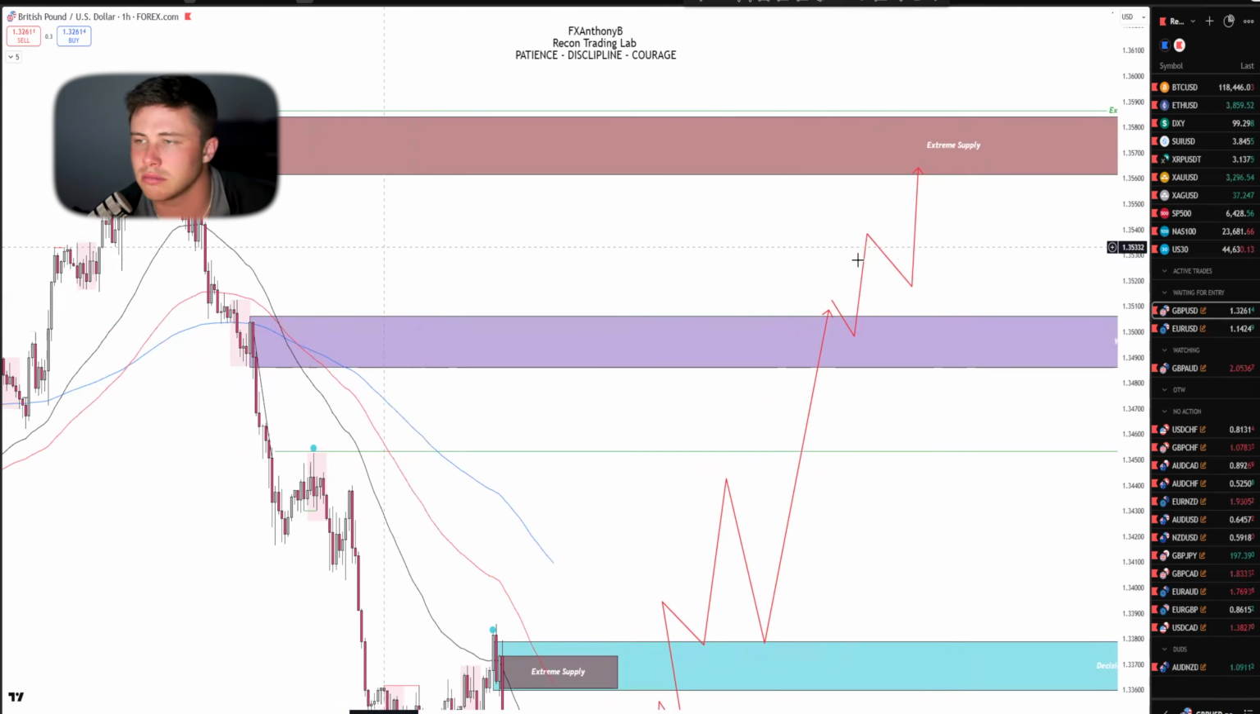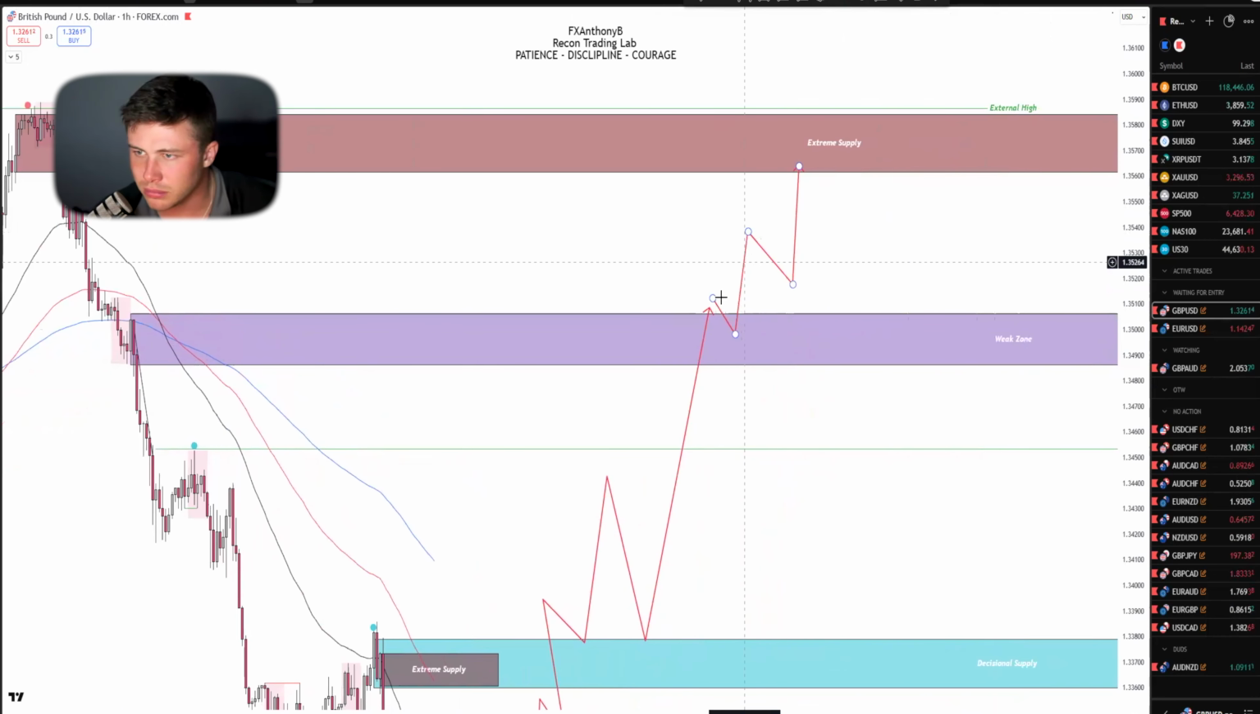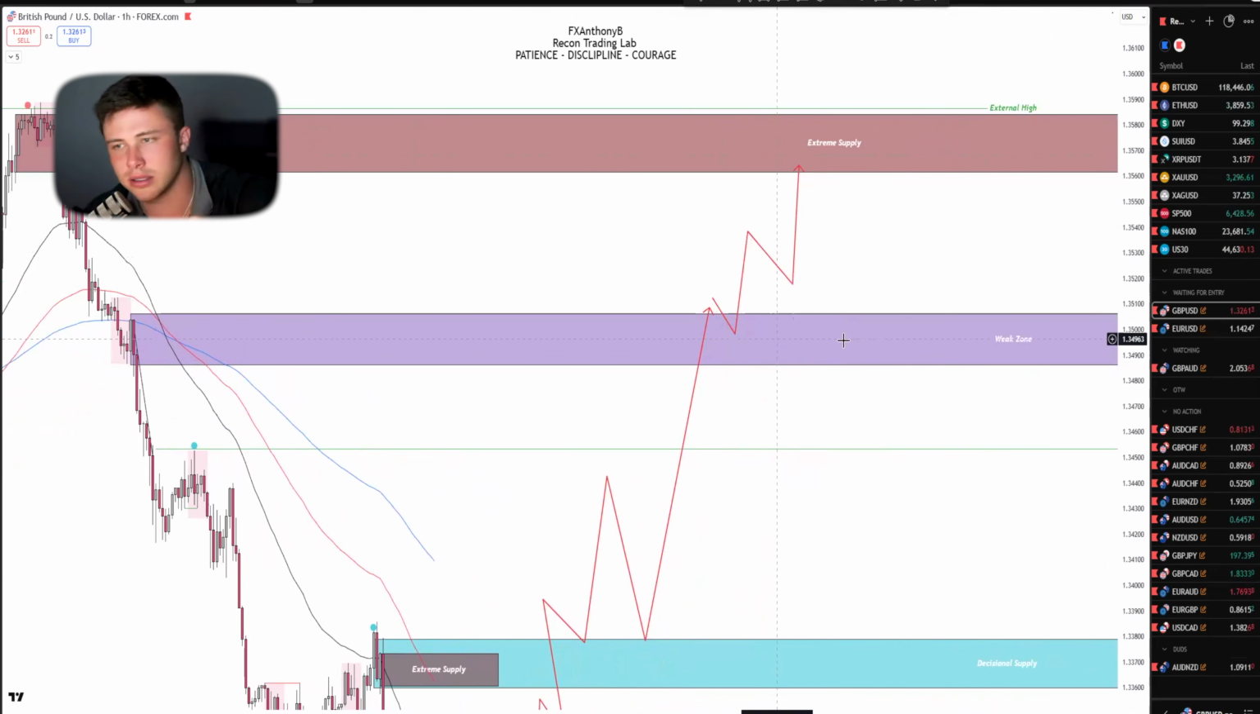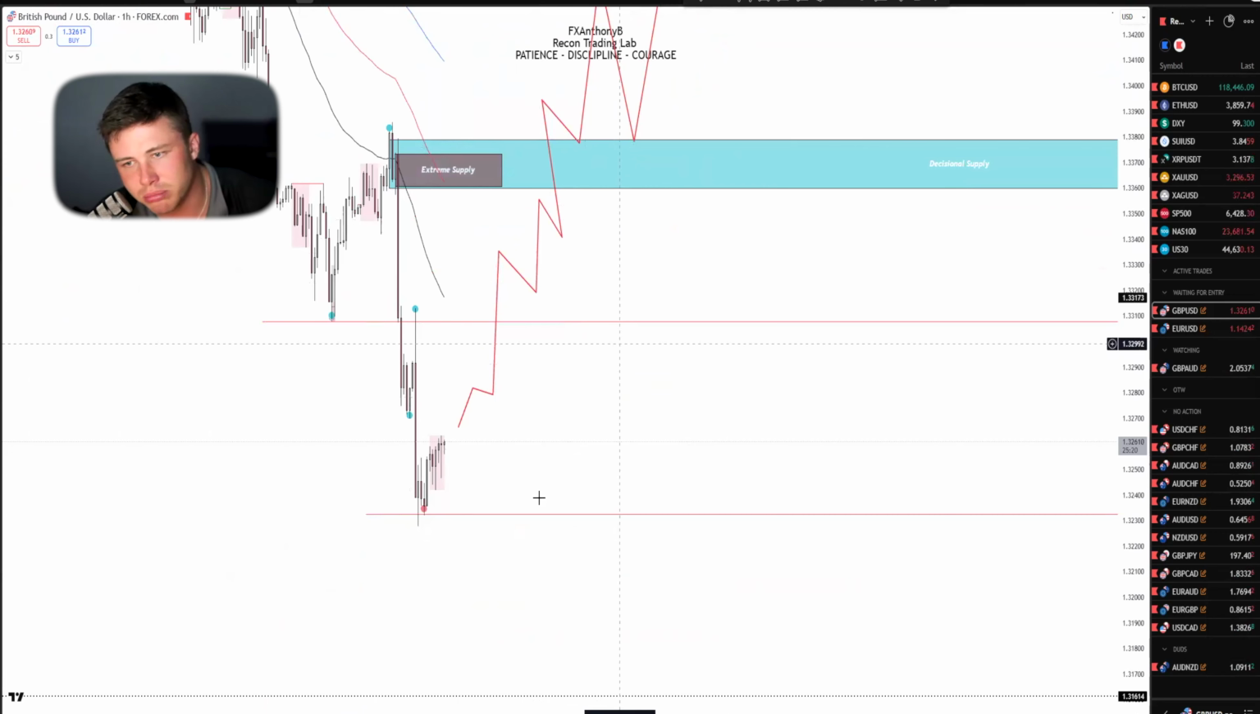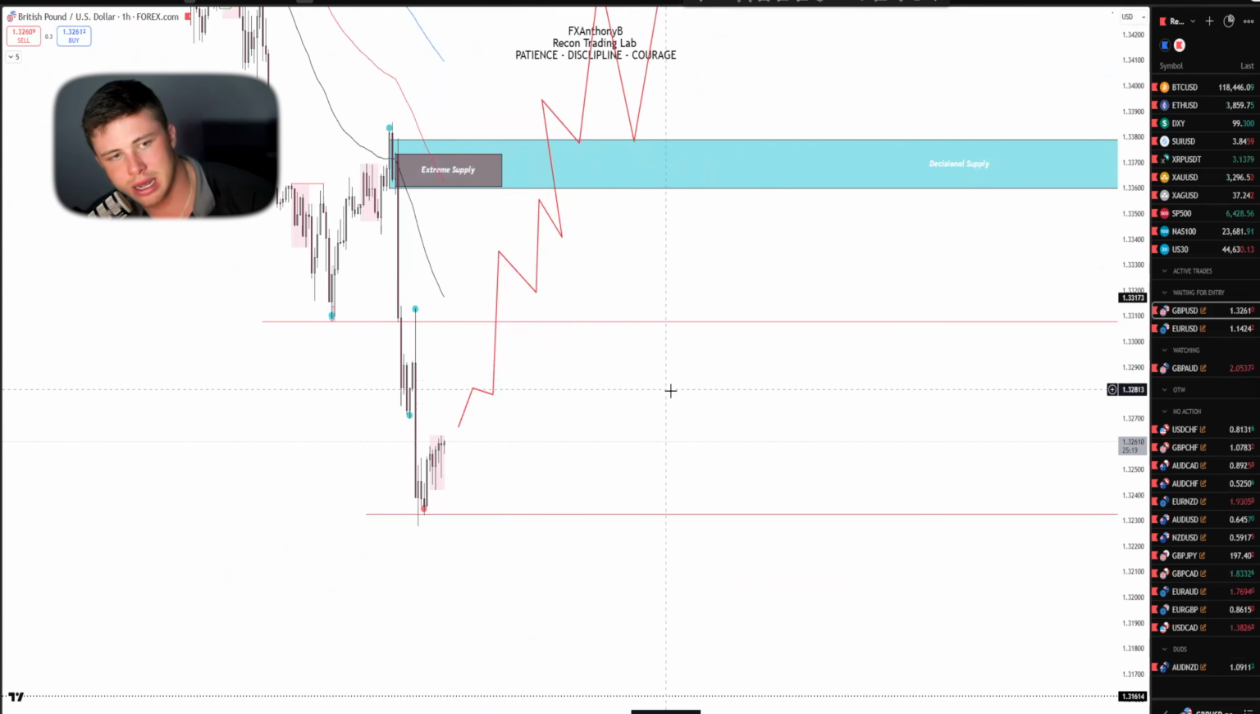I don't get it. But okay, so this is a big magnet. This weak zone is telling you: don't take this trade, don't take this trade, don't take this trade. This extreme is right above you. There's a magnet right there pulling price up to the extreme, and that's where we wait. We want to see this absolute bottom zone get taken out.